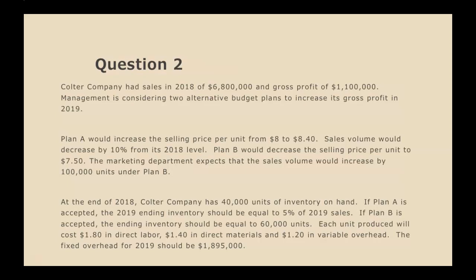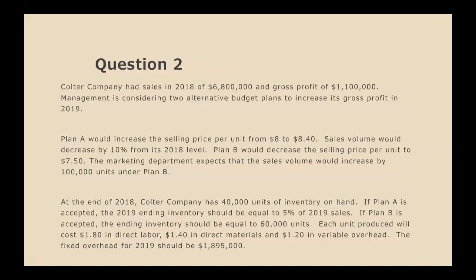So we have a couple different approaches here. Right? One, we could increase the selling price, which could decrease the sales volume. While plan B is decreasing the selling price per unit. But when we do that, more people are going to be interested in buying it. So we'll see an increase in our sales volume by 100,000.